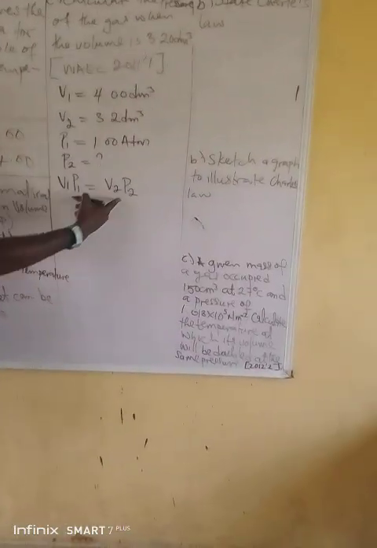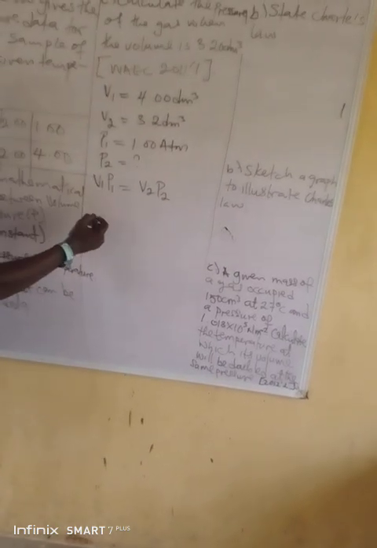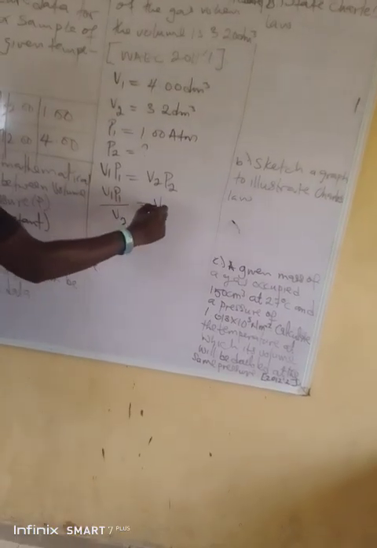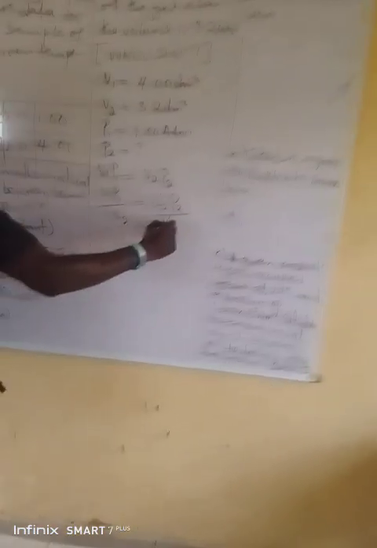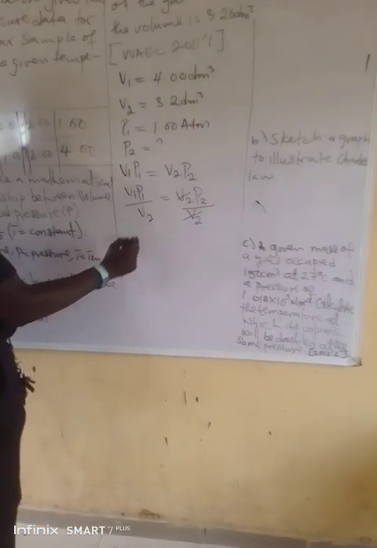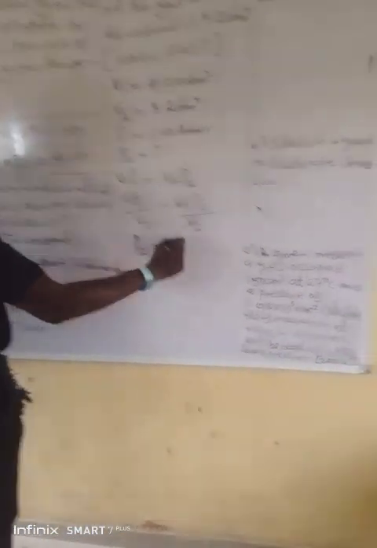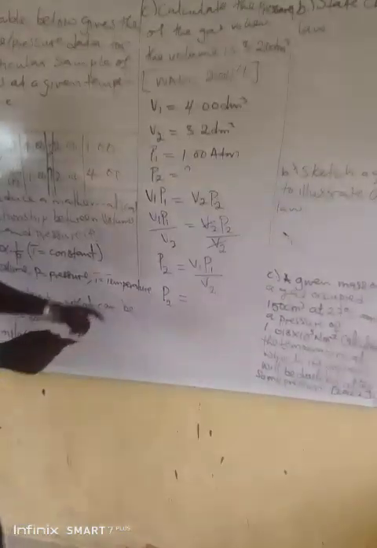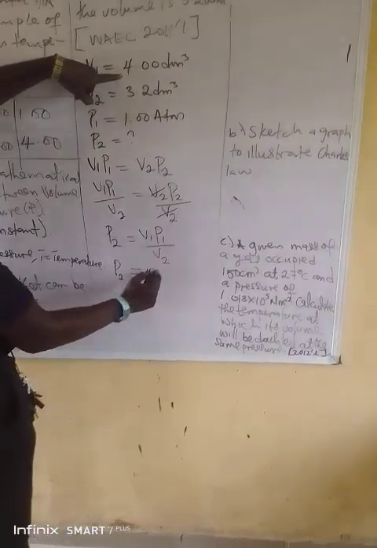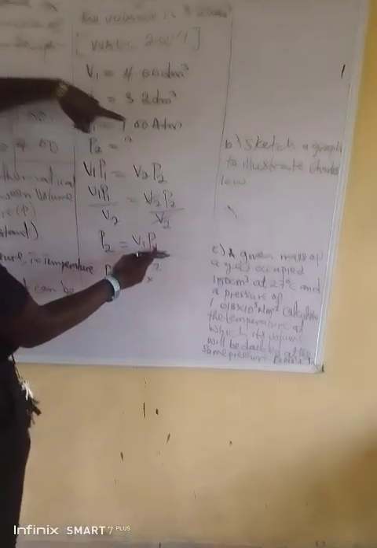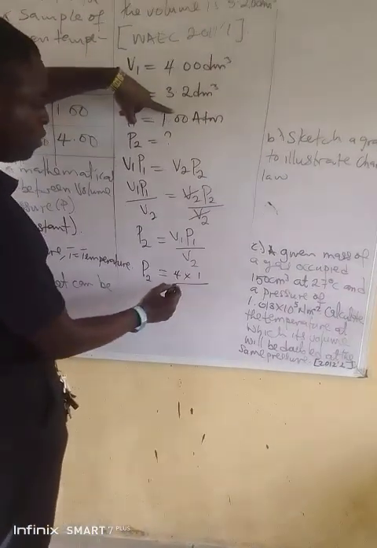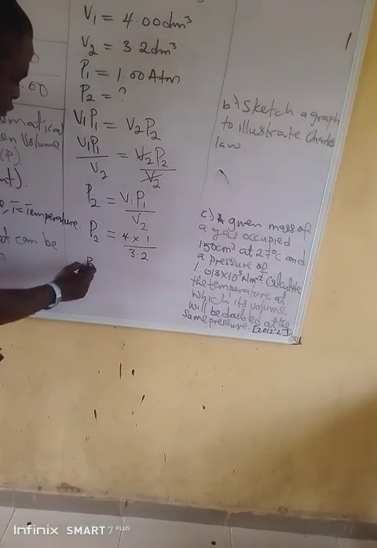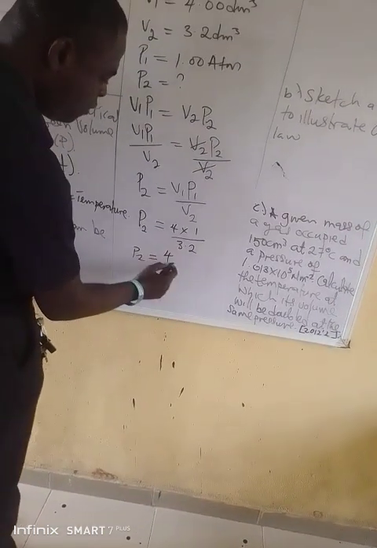What am I looking for? P2. Divide both sides by V2. I have V1P1 over V2 equals to V2P2 over V2. So this one cancels, and my P2 will now become V1P1 over V2. So substitute your values. My V1 now is 4, my P1 now is 1, and my V2 now is 3.2. So my P2 will become 4 over 3.2.